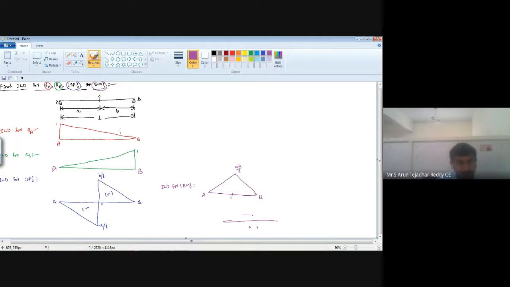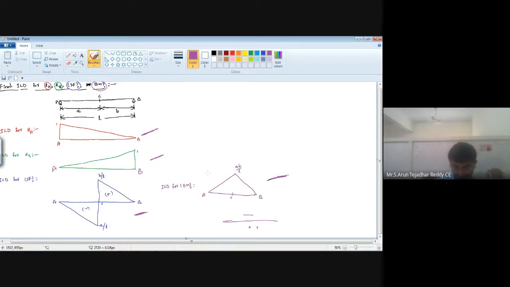Here the first diagram is this one: ILD for reaction RA, ILD for reaction RB, this one ILD for shear force at C, and this one ILD for bending moment at C. So these are our final diagrams. And in between the classes we have already calculated so many problems. In the ILD for RA we have seen one problem. ILD for RB we have completed a problem. ILD for shear force at C we have completed our problem.